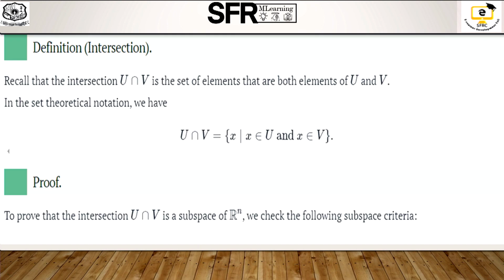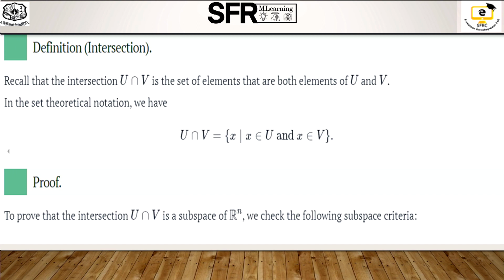Next slide. For the next results, we should know the definitions of intersection and union. Here we have the definition of intersection. If we have U and V as sets, then U intersection V is also a set in which the elements of both U and V are present. It is notated as U intersection V is the set of x such that x belongs to U and x belongs to V.